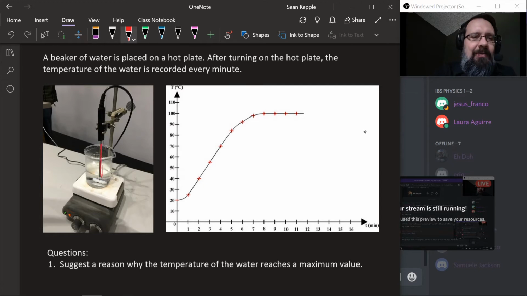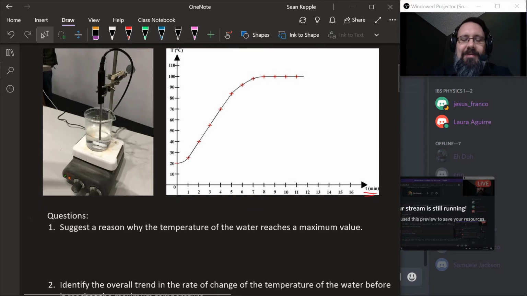Then we're going to have a temperature probe pushed into the water, digitally collecting the temperature data at known increments of time. Over on the right-hand side, we can see that every minute that passes, the probe records the temperature of the water. And then it creates this nice little graph showing us how the temperature varies across time. Here are some questions we're going to be looking at. Question one: suggest a reason why the temperature of the water reaches a maximum value.